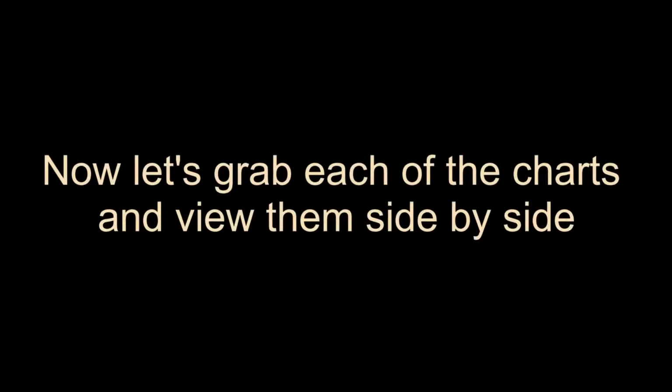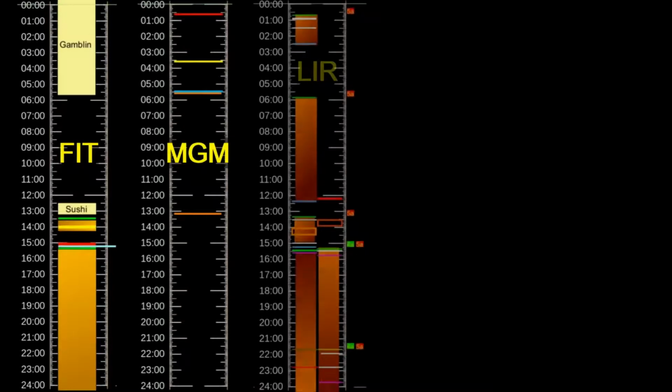Now let's look at these things side by side, just so everybody remembers what they look like. There's the FIT report, there's the MGM, and there's the Lock Interrogation Report. Now we're just going to start shuffling these around and overlaying one on top of the other, and see what we come up with. Here we go.